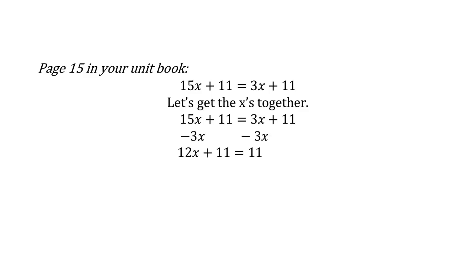That gives me 12x plus 11 on the left and just plain old 11 on the right, because these guys knock each other out. Now I want to get the x all alone, so I'm going to subtract 11 from both sides. I have 12x equals 0. I'm going to divide both sides by 12. 0 divided by 12 is 0. 12x divided by 12 is x. So I'm getting x equals 0. Again, if you plug that back in, 15 times 0 is 0. 0 plus 11 is 11. 3 times 0 is 0. 0 plus 11 is 11. I'm getting 11 on both sides.